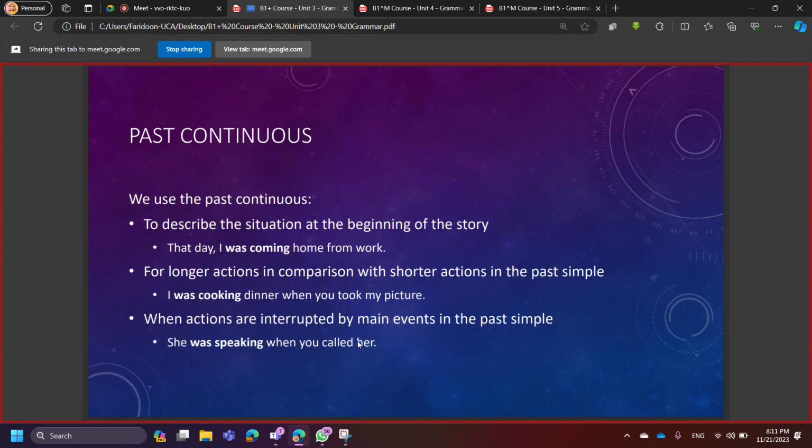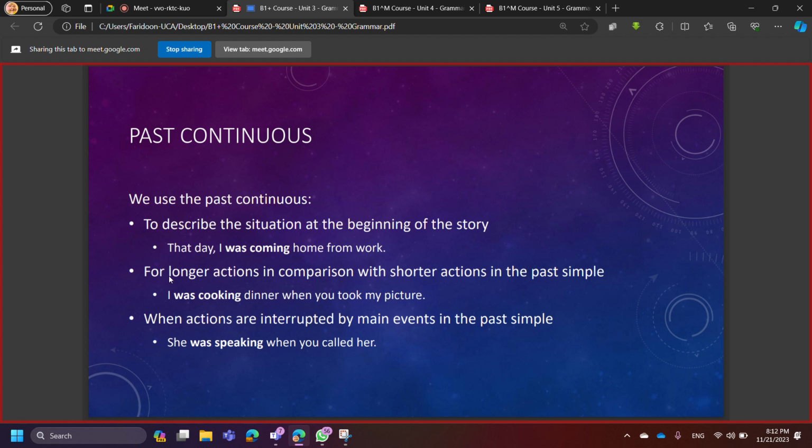But what about the past continuous? We talked about the past simple. What about the past continuous? We use the past continuous to describe the situation at the beginning of the story. When you want to start your story and say, for example, that day I was coming home from work. This is a very good way. When you want to talk about the situation at the beginning of your story, the past continuous is a really good choice.